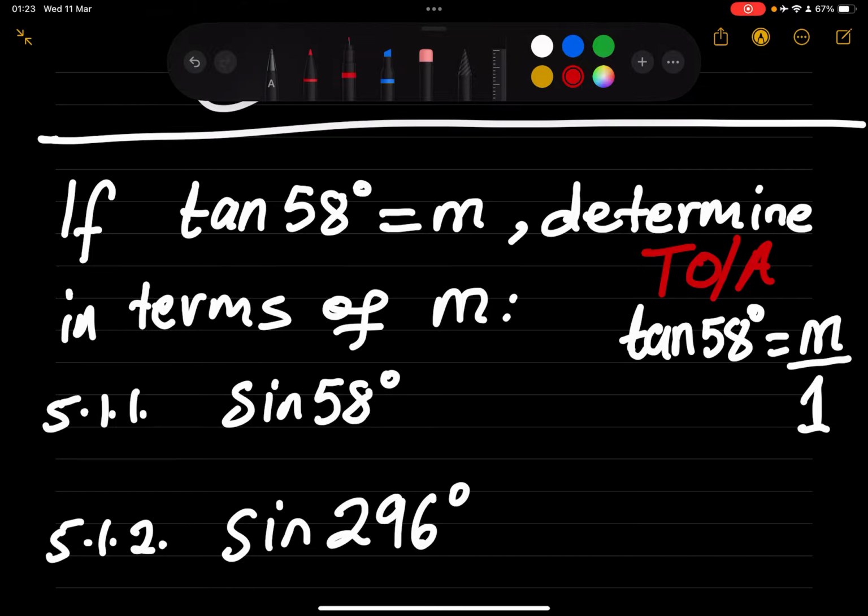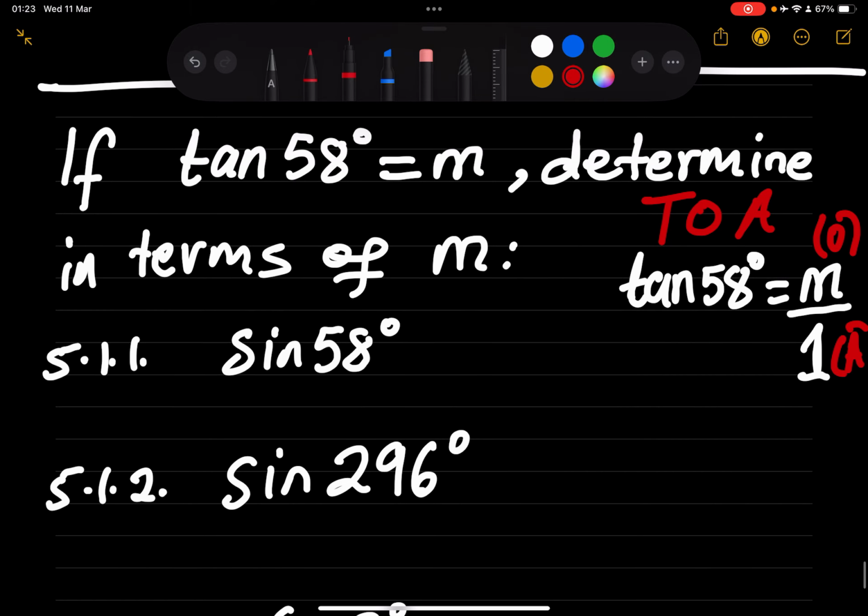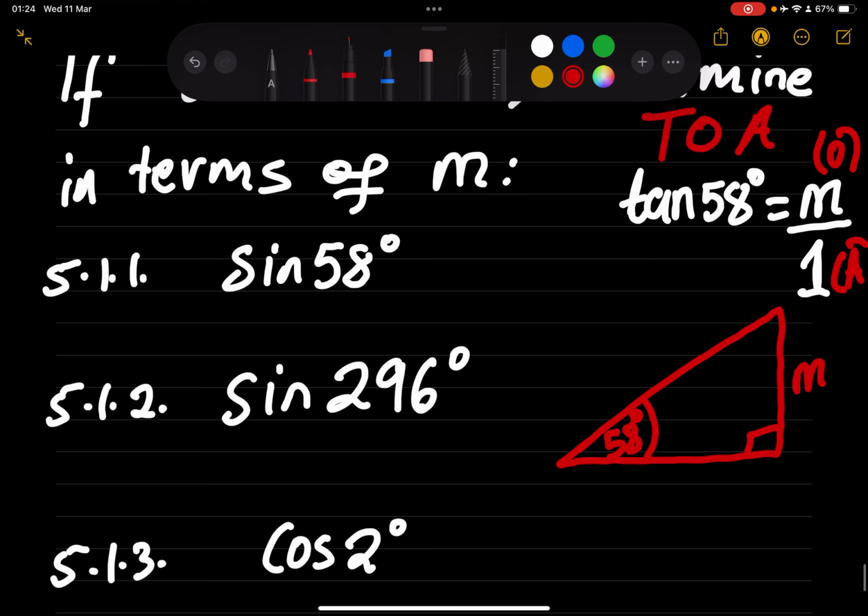We are given TOA, which means the m is the opposite, the 1 is the adjacent, on our right angle triangle. And we can see that our right angle triangle is going to be in the first quadrant. This angle here will be 58, and this angle will be 90. The opposite of 58 would be m, and then the adjacent would be 1.